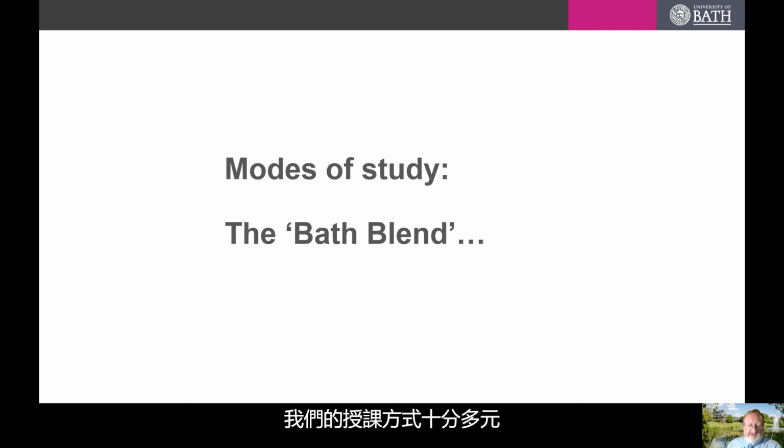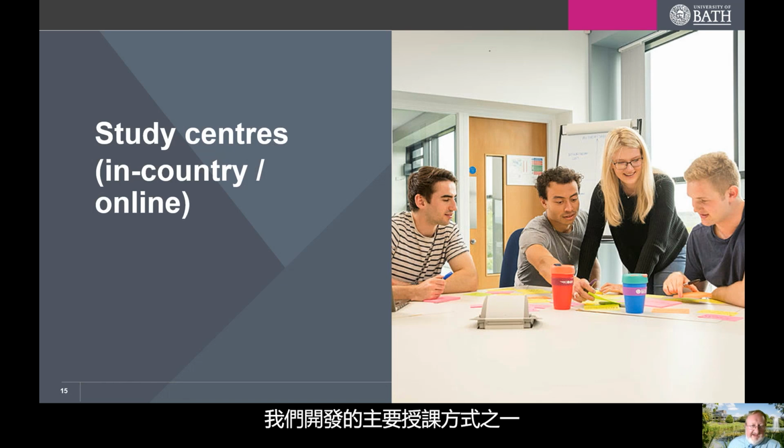How do we teach these units? Well, we teach them in a variety of ways, basically using something that we've come to call the Bath Blend. It's a blended learning approach, which we've developed basically over the years. And yeah, one major way in which we have taught our courses in the past has been study centres. And these can be in country, in which case members of staff go out to a particular country and teach there for 4 or 5 days, or a course or a unit is taught in 4 or 5 days. Or alternatively, this can take place online.